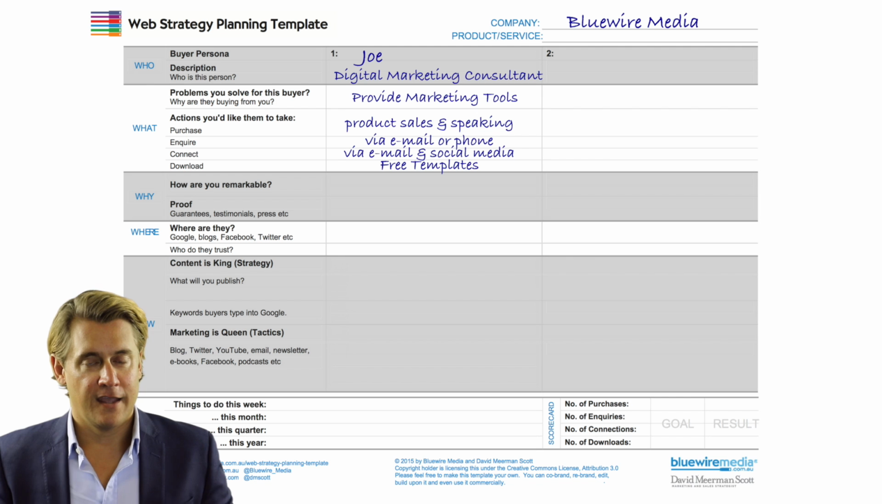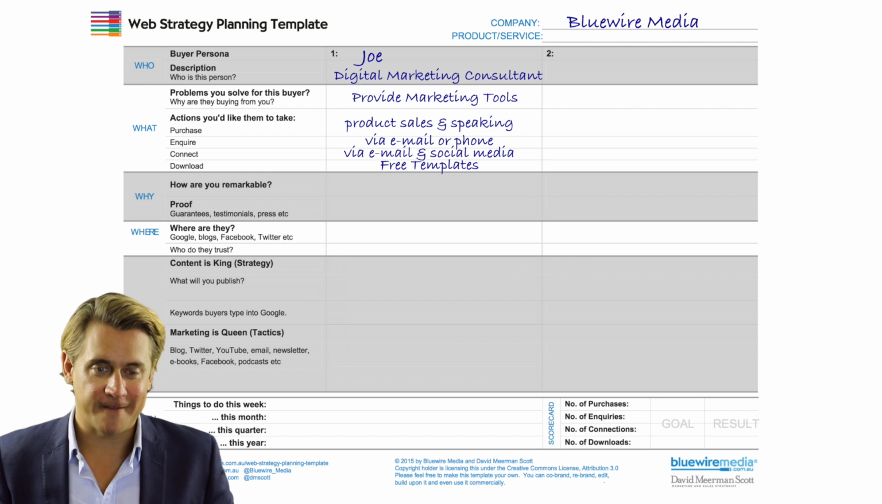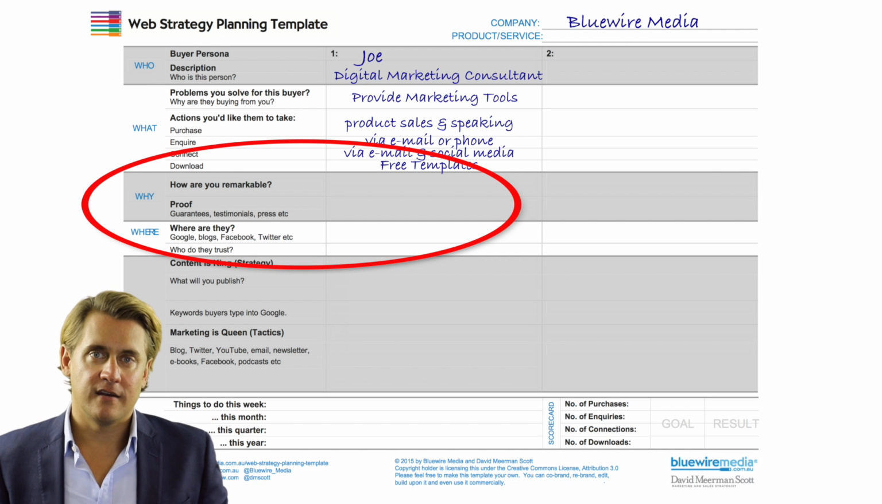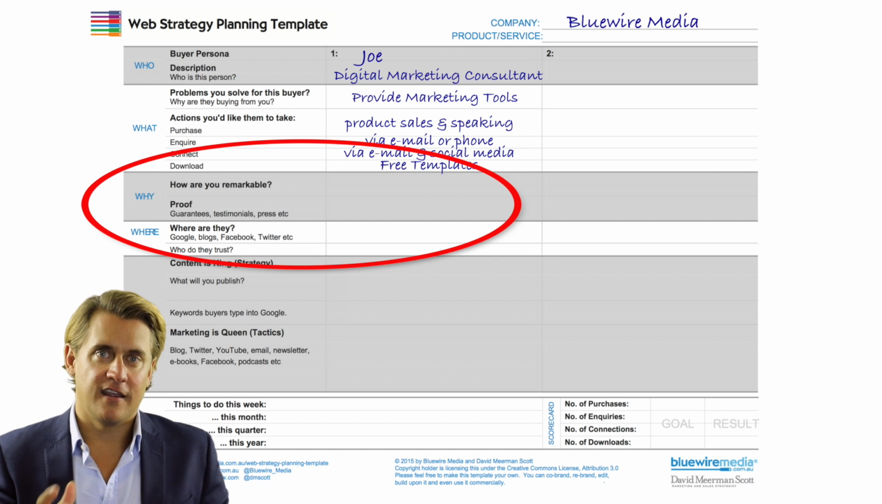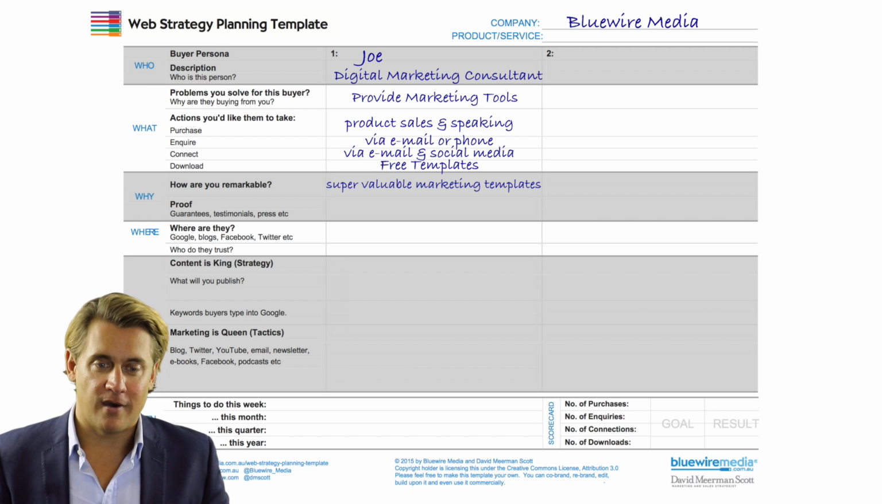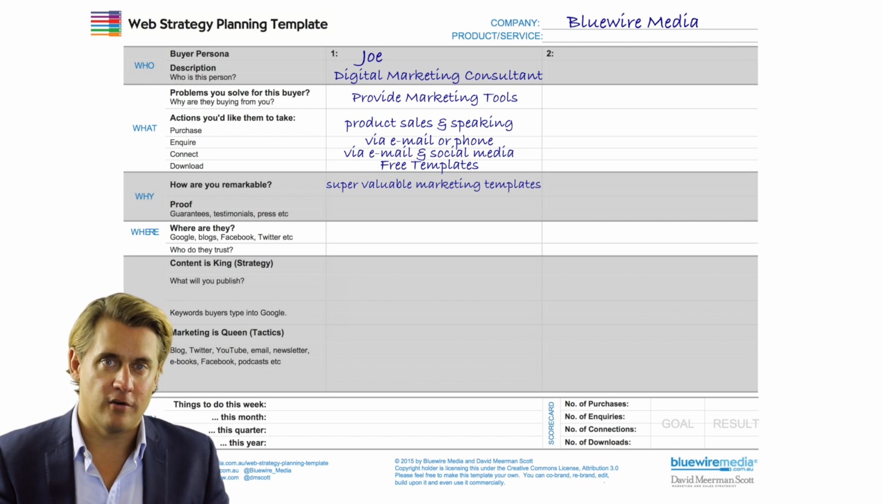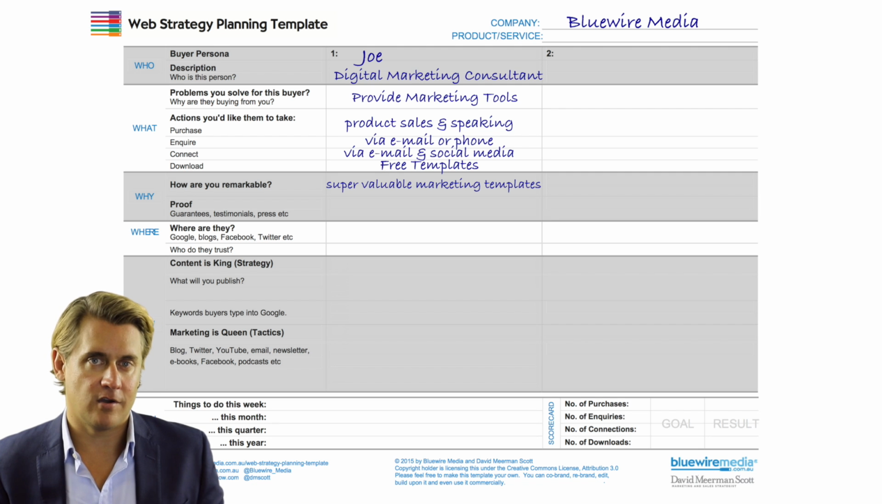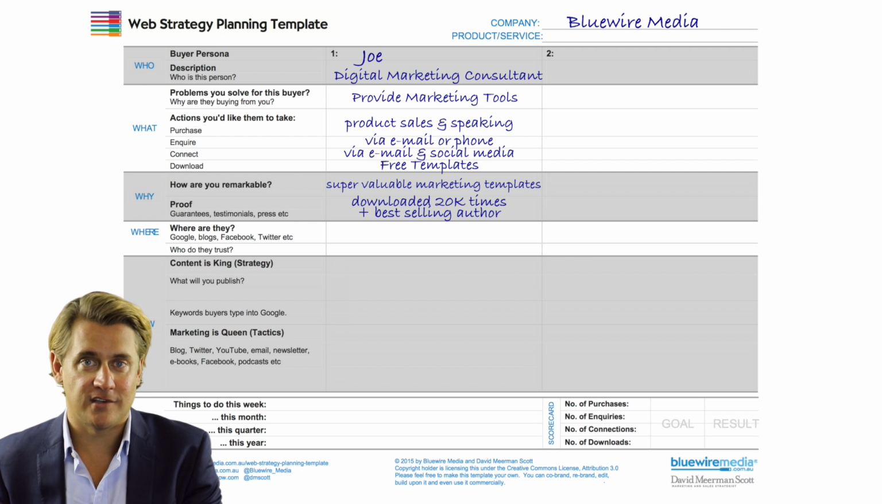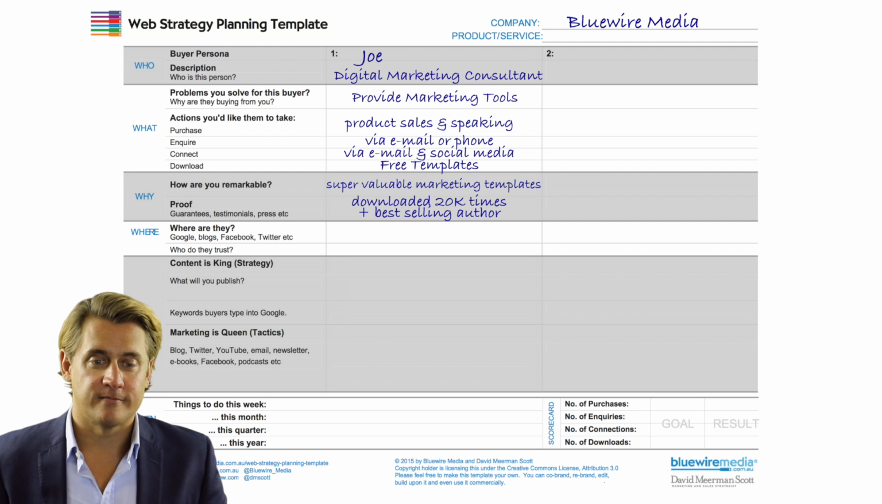take. The next part down on the template is the why. Now this is how are you remarkable and what proof have you got? So again, you're looking at things that you do that maybe other people don't, that demonstrate that you are remarkable, and you've got social proof of that, whether it's guarantees or testimonials or press mentions. Any credibility indicators that help a prospect realize and appreciate that you are the right person to be doing business with. So this is the why.